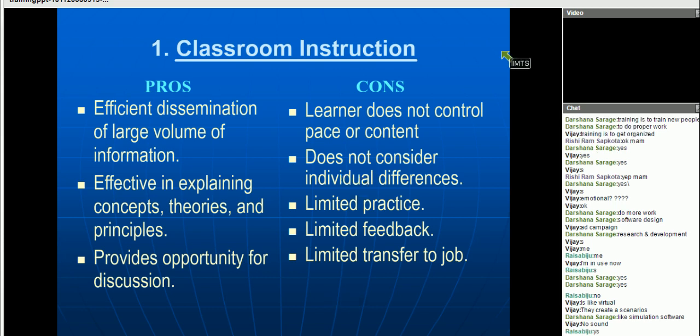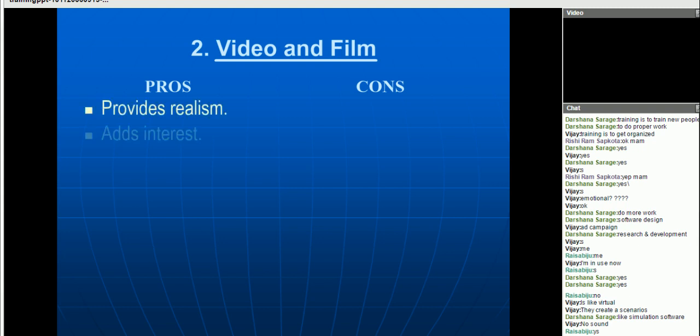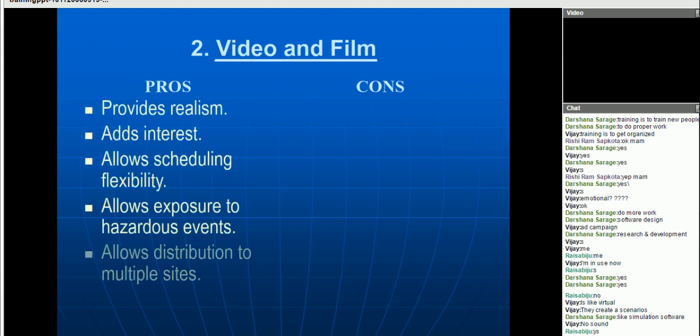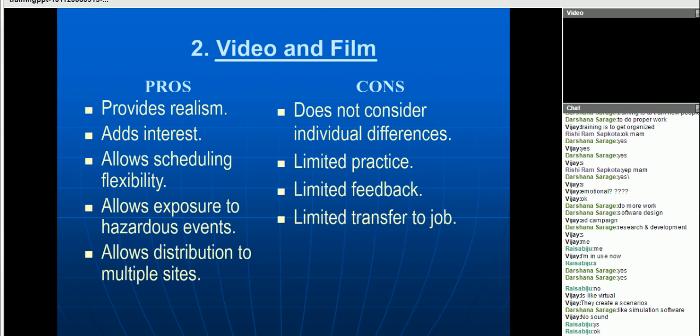Okay, so you have read it. I think it's pretty simple. We can go to the next. Now video and film. The pros and cons are given. Okay. So I'll just go on to the next slide.